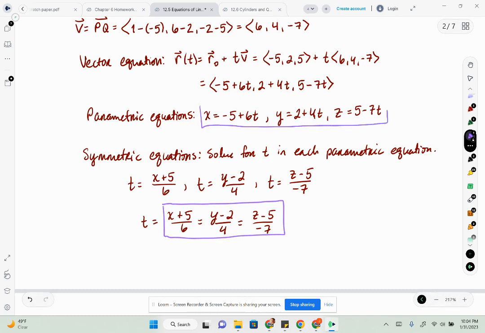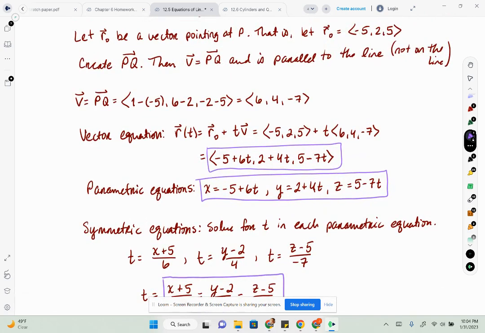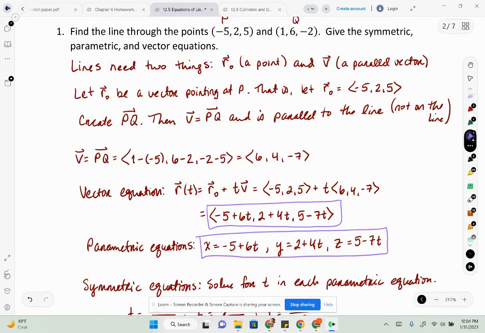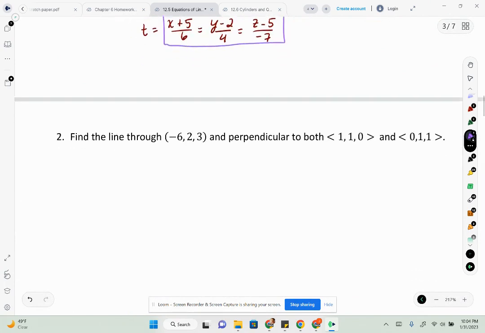Okay, so let's just put boxes around what actually is what you're being asked for. Okay, so we had to create our parallel vector. We got our point for free. Sometimes you're going to have to do some work in order to come up with these. So let's look at another one.